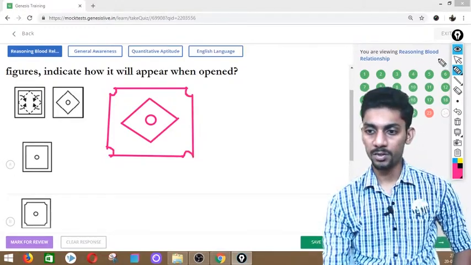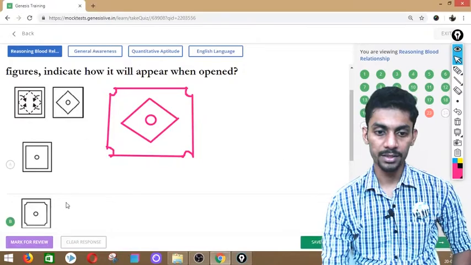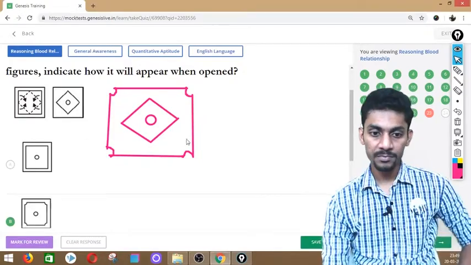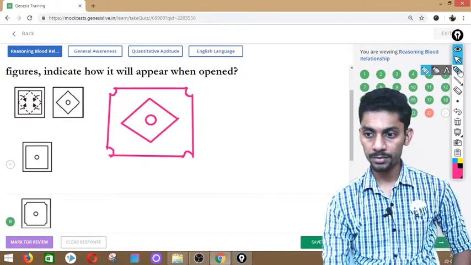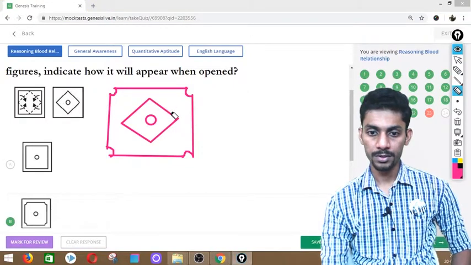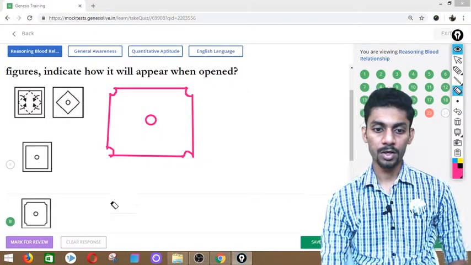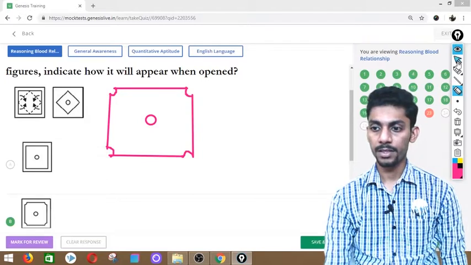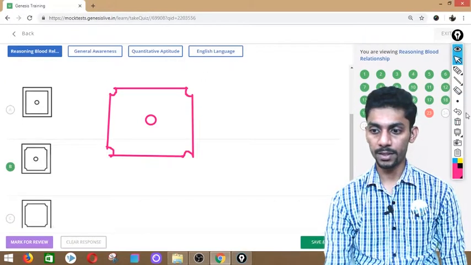So which is that option? I think option B. Okay, so this triangle will go off. When this triangle goes off, we'll get option B. Clear? Yes, we'll move on to next one.